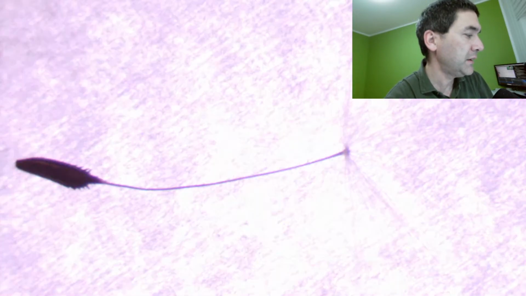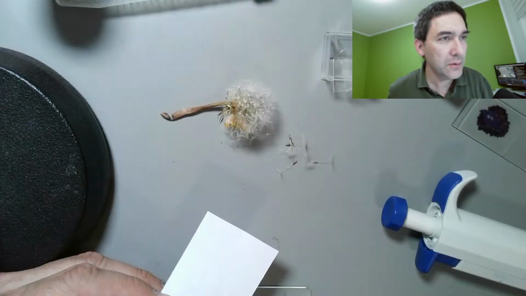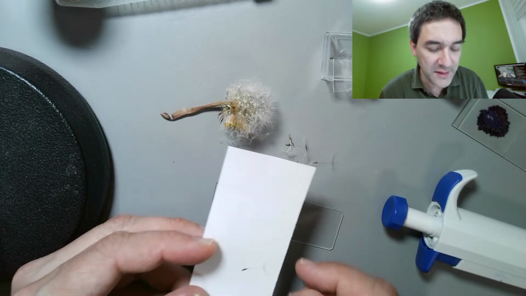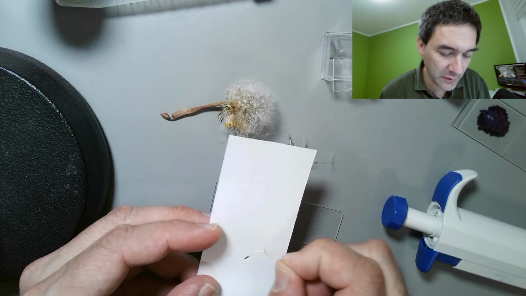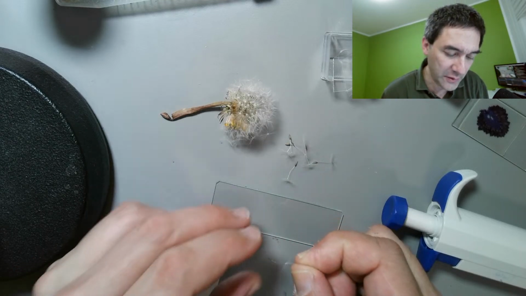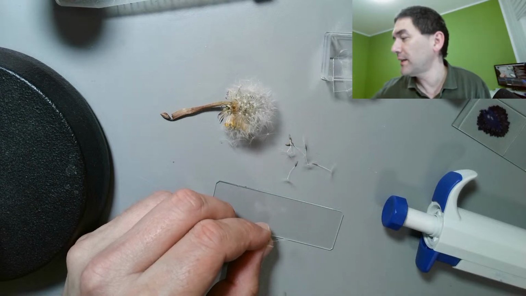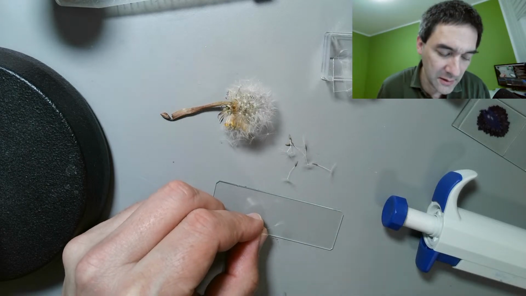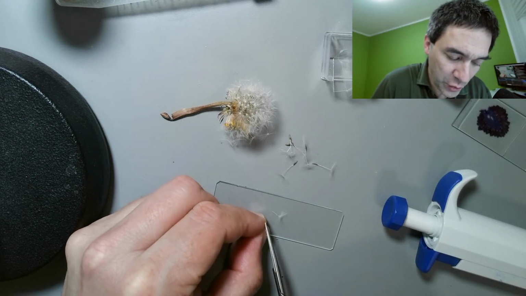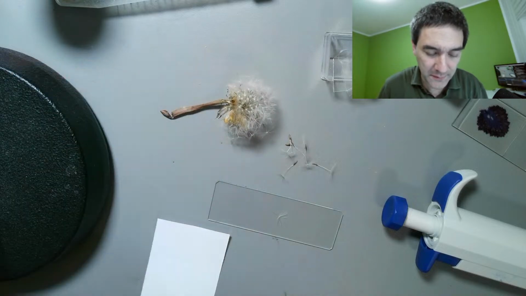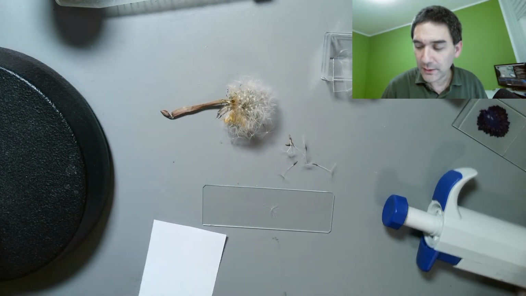But the shoot here of the dandelion seed actually looks quite good under the compound microscope. But of course you have to remove the seed first. This is also a nice test to see which mounting medium works best. So I put it on here.